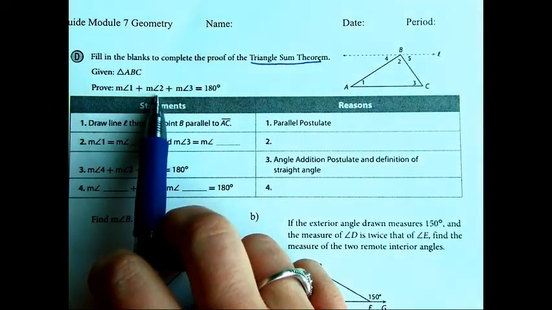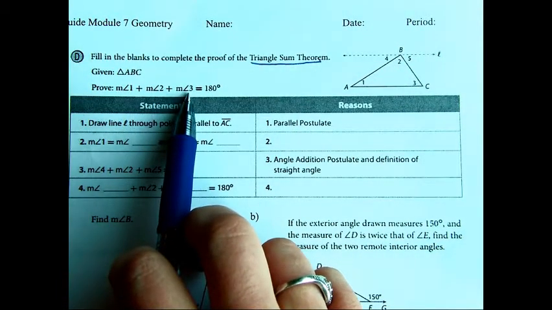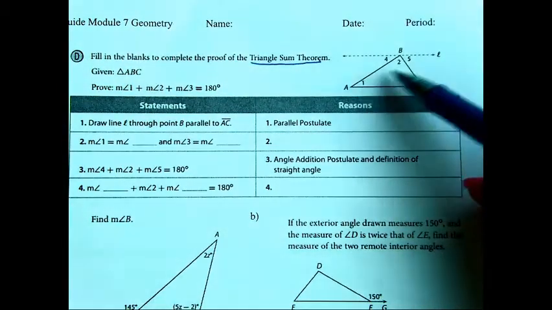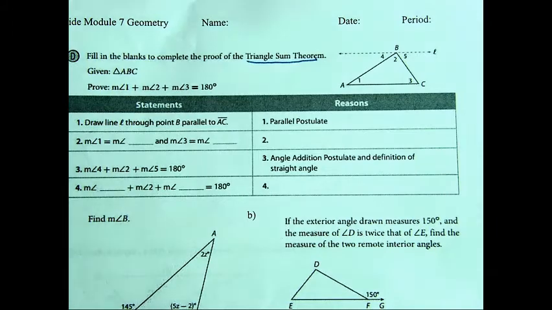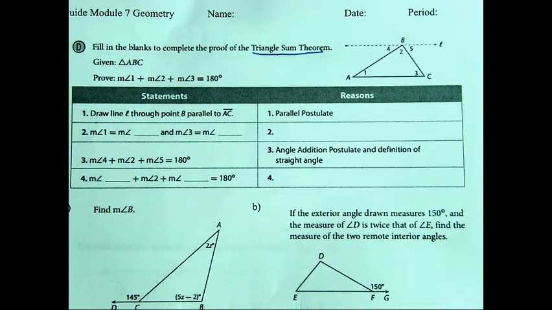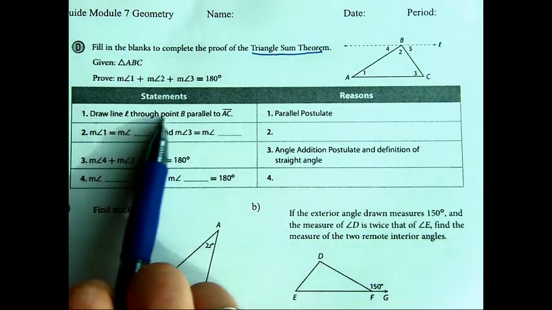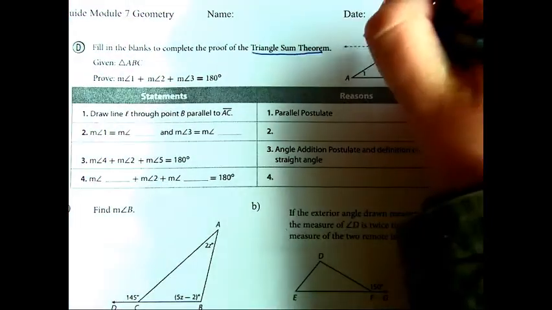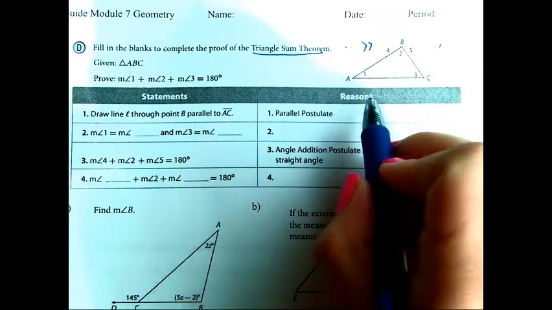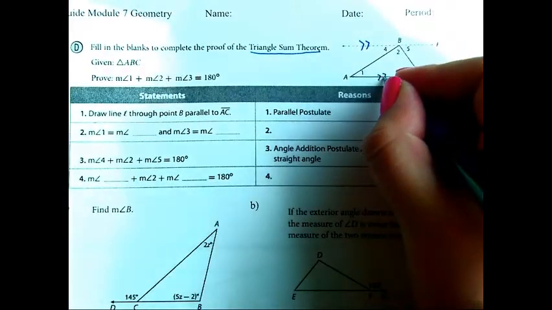Prove that the measure of angle 1 plus the measure of angle 2 plus the measure of angle 3 equals 180 degrees. These are the interior angles here. When we add the 3, it equals 180. But this is why. So draw a line L through point B parallel to AC. So this line up here is parallel to AC at the bottom.